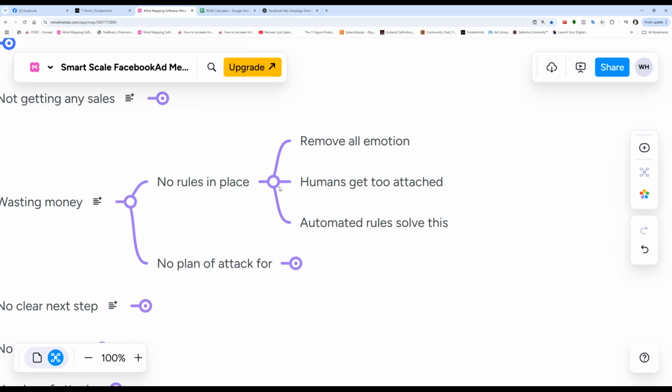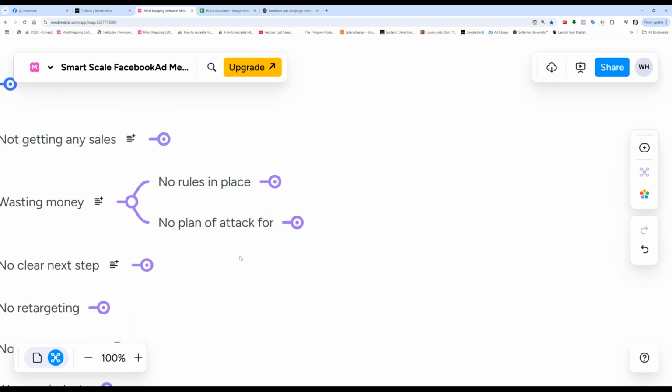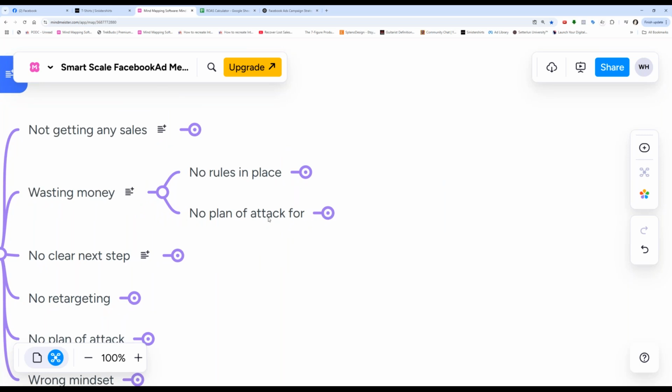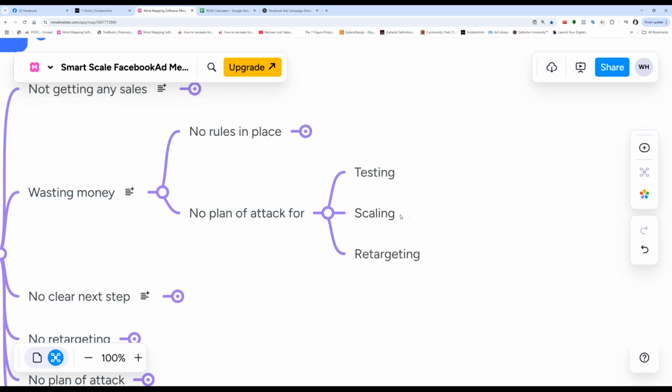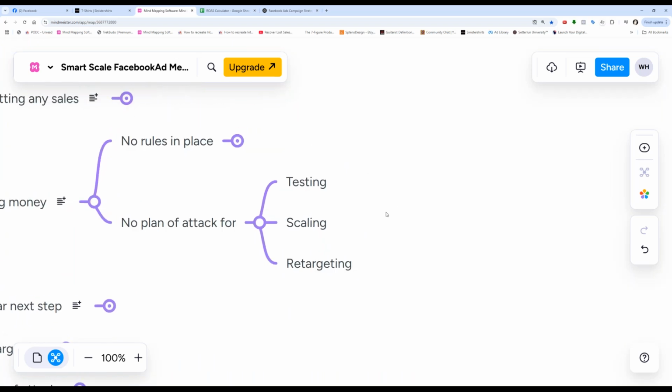It can continue running. That's the ultimate goal with your Facebook ads: you want to remove yourself from the decision making process as much as possible, and that way you don't waste money. Okay. There's also, as far as wasting money goes, no plan of attack for testing, for scaling, for retargeting. A lot of people are really just flying by the seat of their pants.